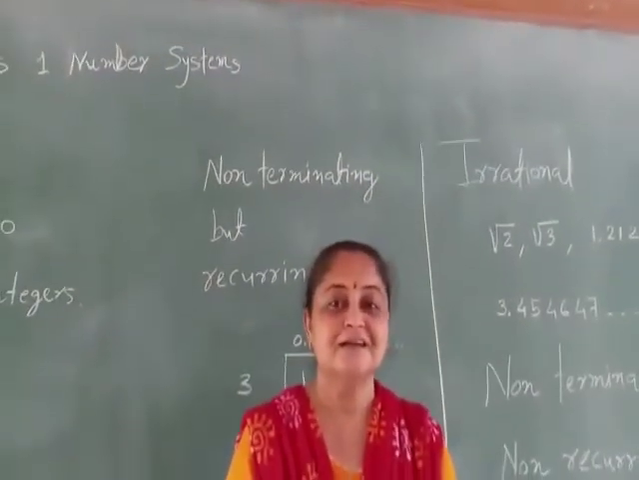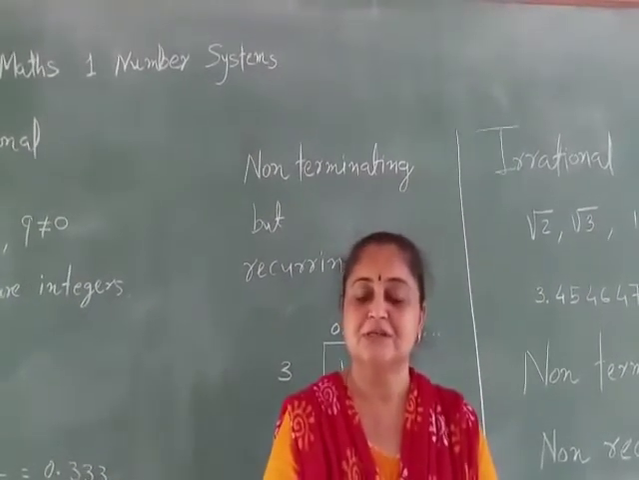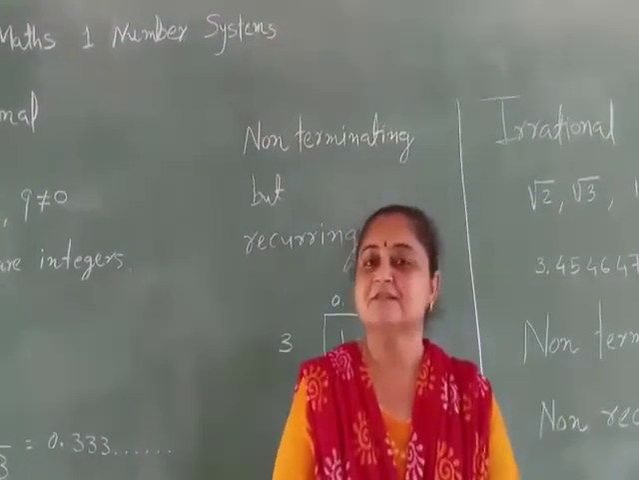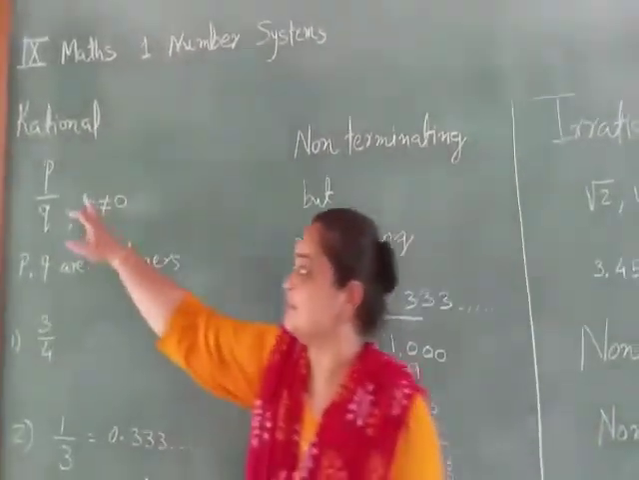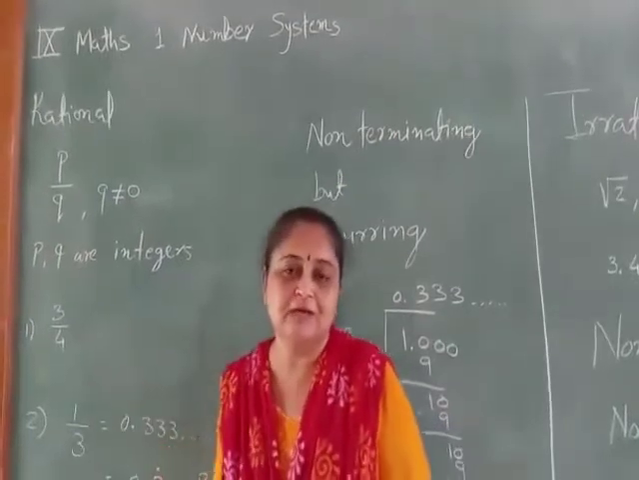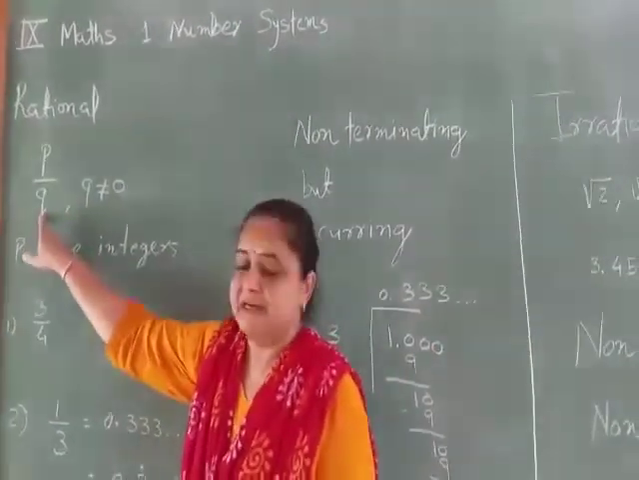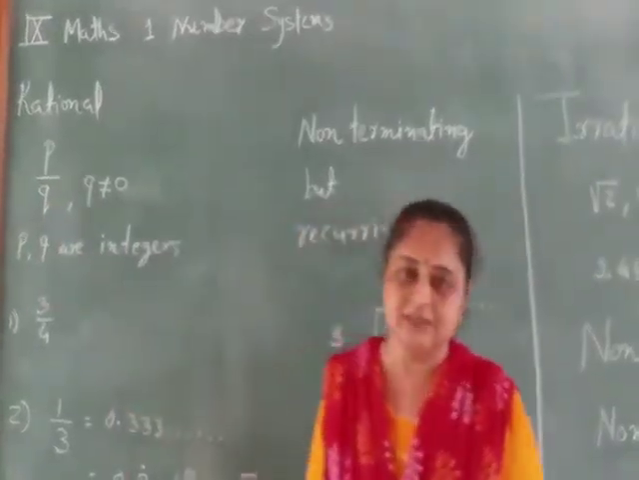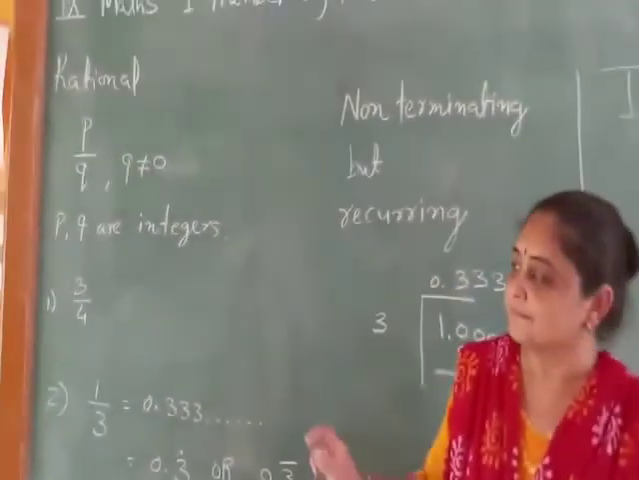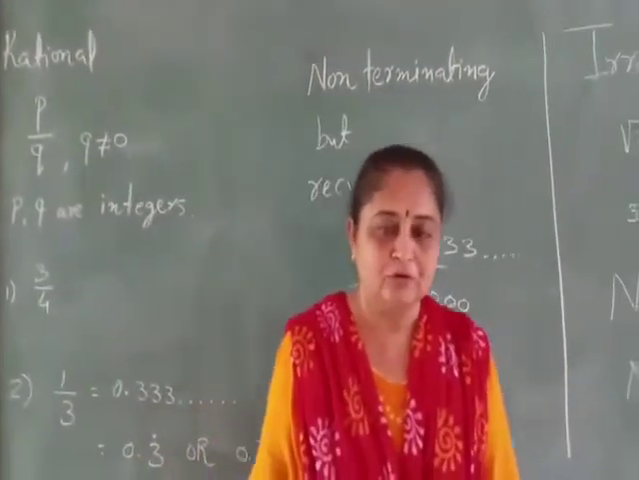In Standard 8, you learned in detail about rational numbers. Then after, let's revise what rational numbers are. Those numbers which can be presented in p by q form are called rationals. The condition is that the denominator should not be 0 and both p and q must be integers. An example of a rational number is 3 by 4.